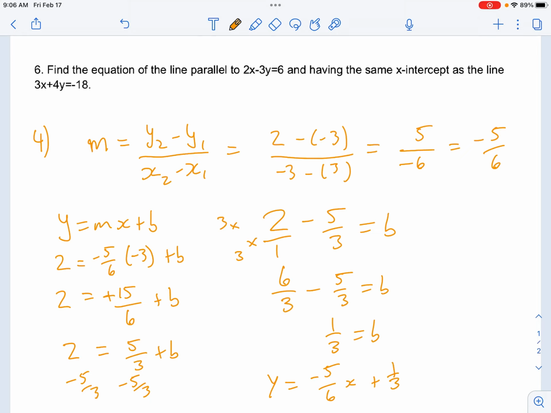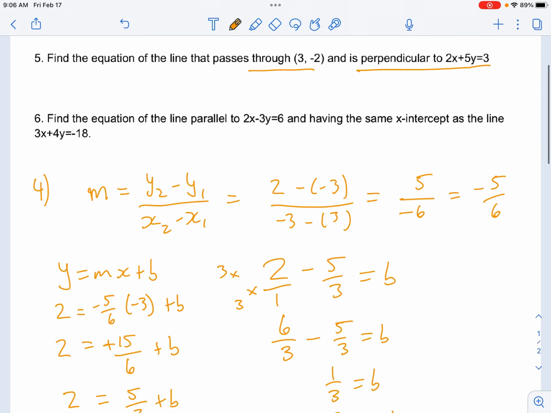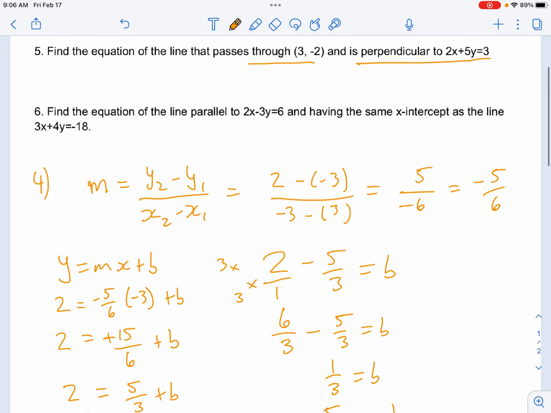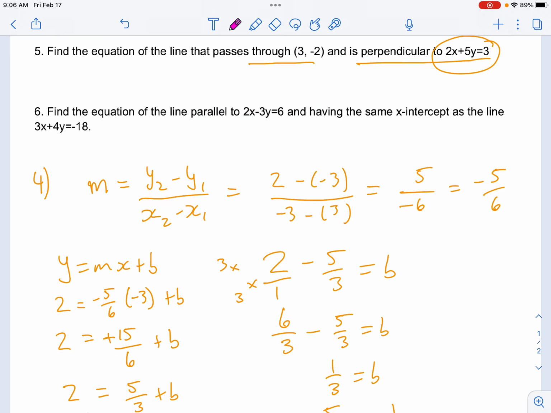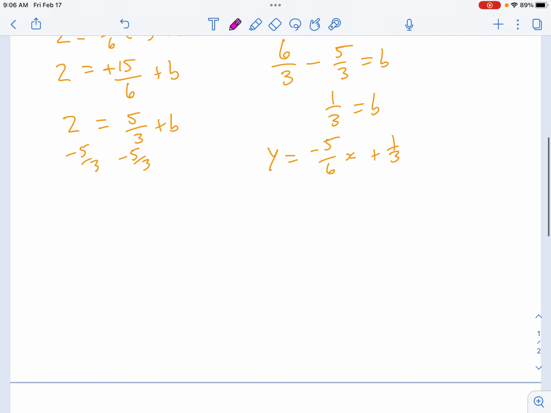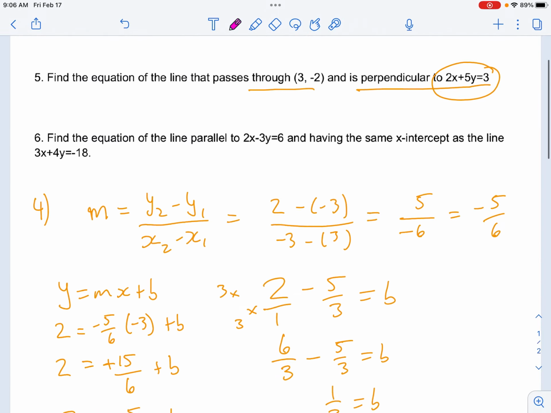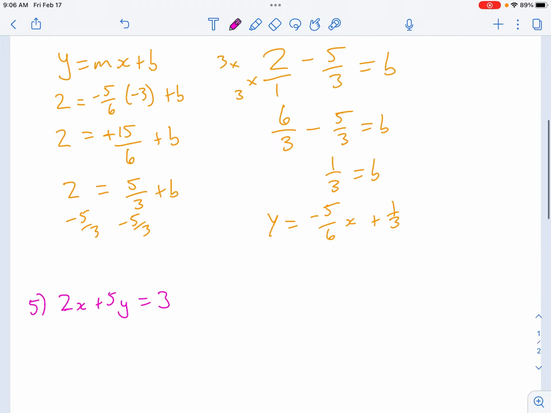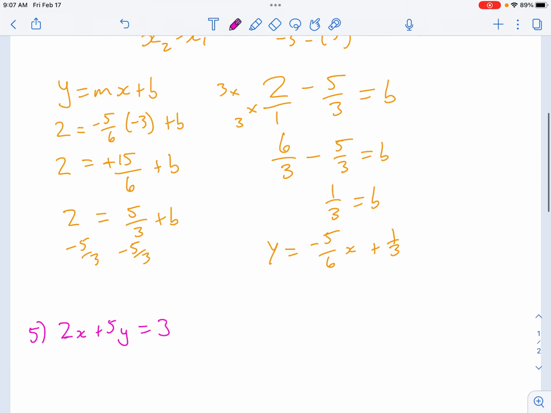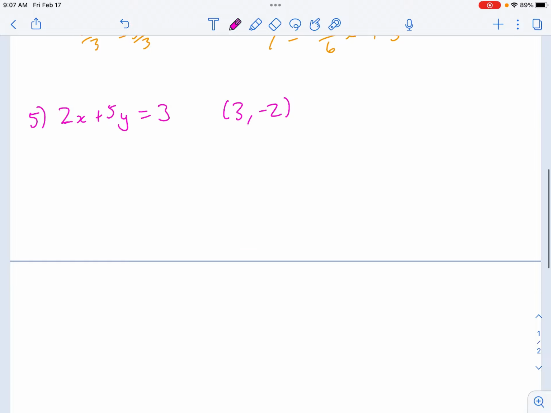Find your slope, plug in one of the points to make it work. The ones that are a bit trickier are when you're given this piece of information, like find the perpendicular slope to that, and then use the point. So what we have here is 2x plus 5y is equal to 3, right? And then we have the point 3, -2. Just double checking that, perfect.